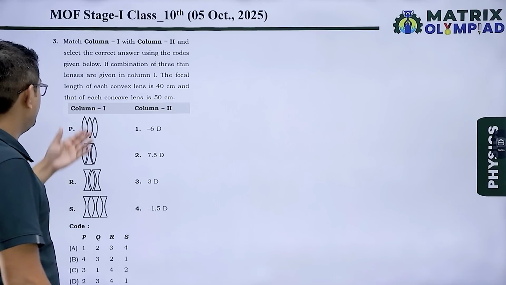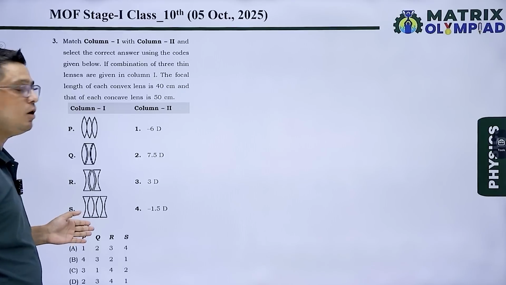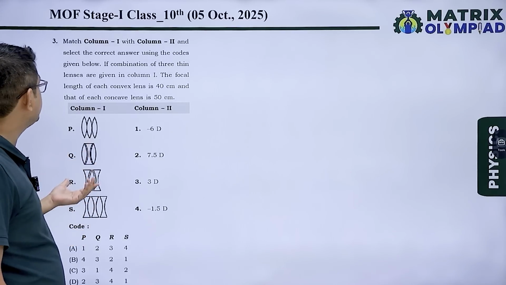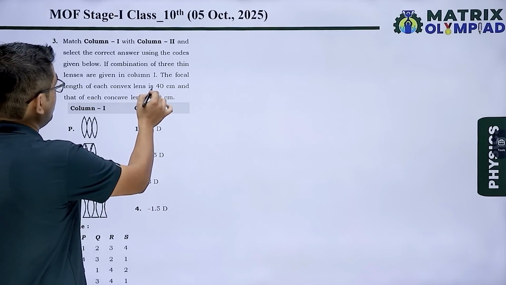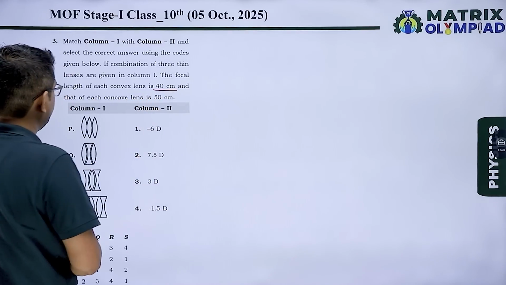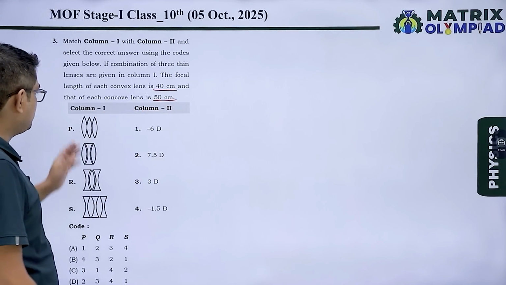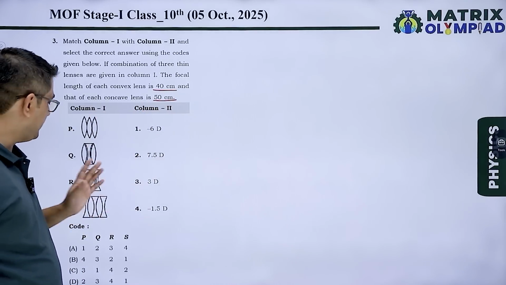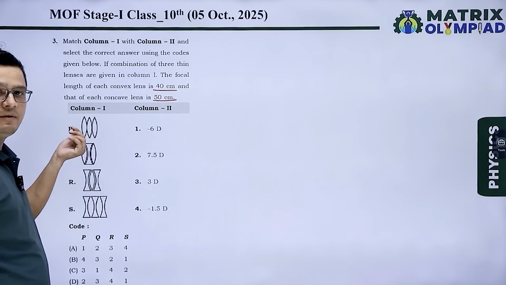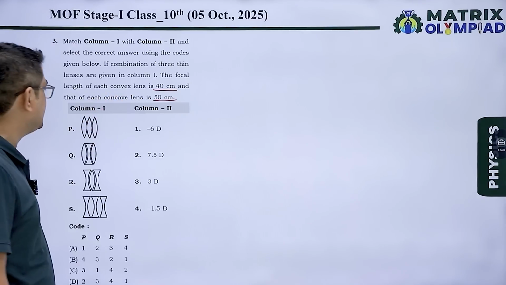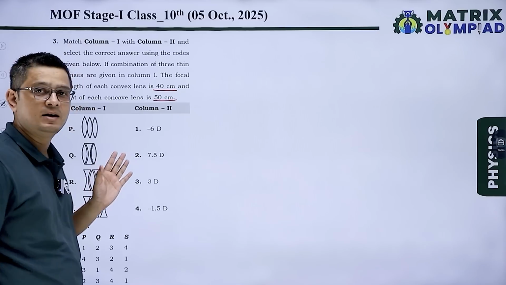Okay. So here we have to match the column 1 with column 2. There are some combinations of lenses, and it is said that the focal length of convex lens is 40 centimeter and the focal length of concave lens is 50 centimeter. So we have to check which is the correct sequence, okay. So let us start from first one. So these three are convex lens of focal length 40 centimeter. We know that the focal length of convex lens is positive and concave lens is negative.